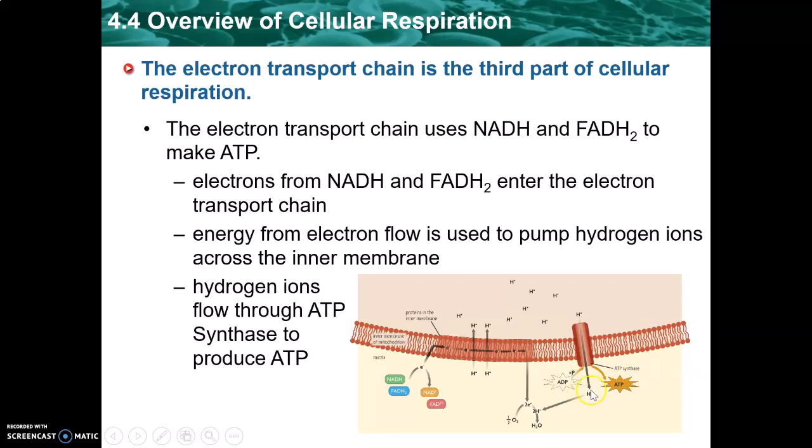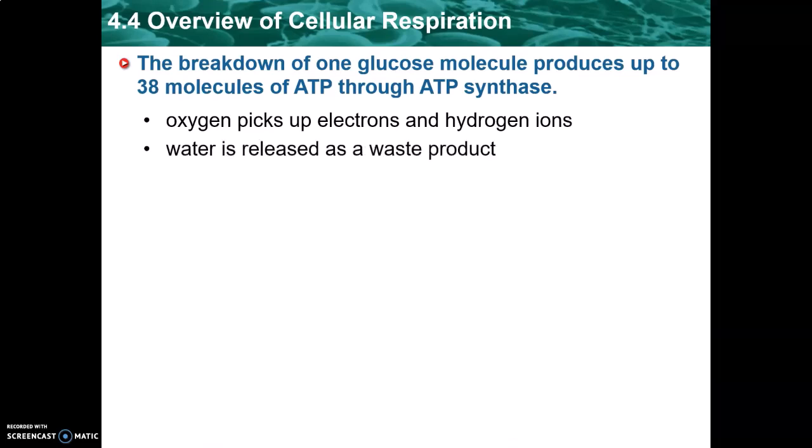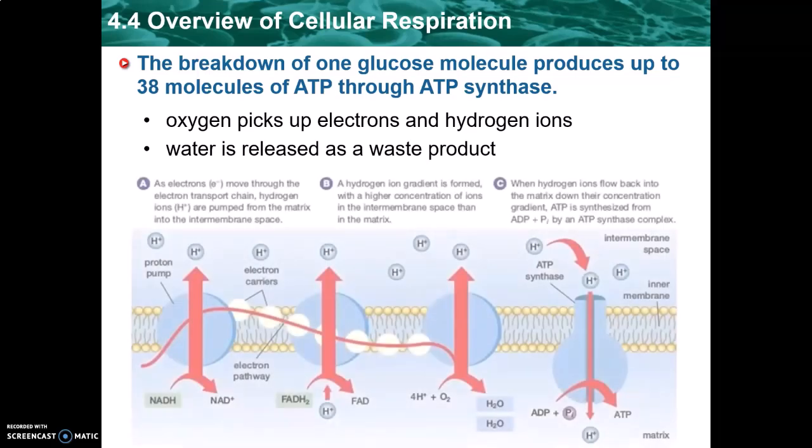Now, what are these hydrogens going to do once they come across the membrane? And what are these electrons going to do when they get to the end of the electron transport chain? Something has to pull them out of the chain so that more electrons can follow behind them. And that something is going to be oxygen. Oxygen is responsible for picking up those electrons and the hydrogens. And when it does that, it produces water.